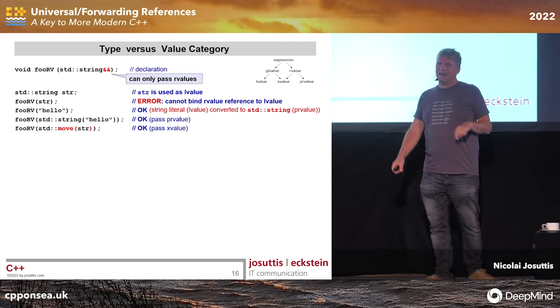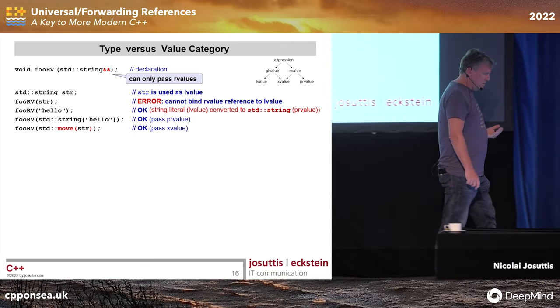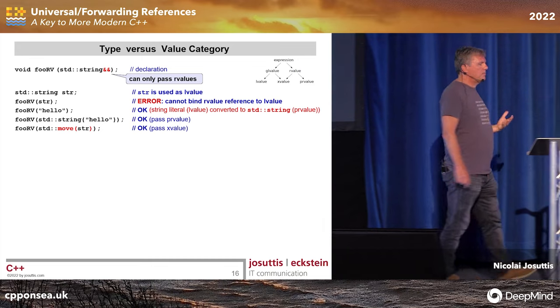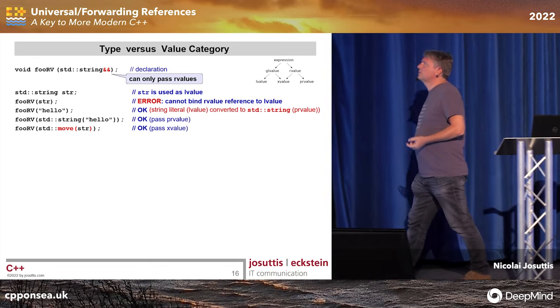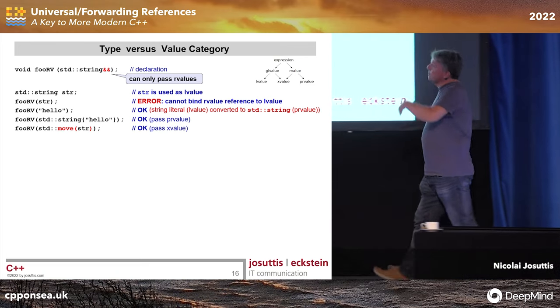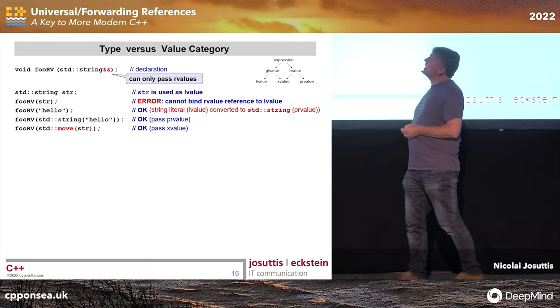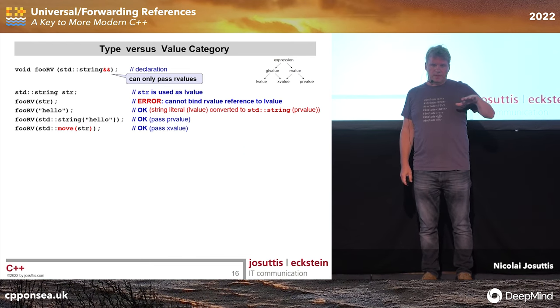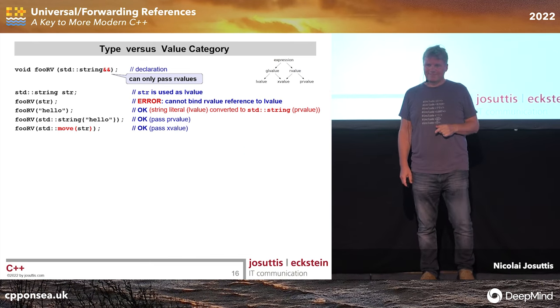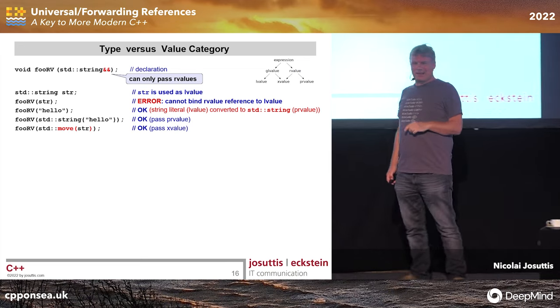If you want to pass the string, which is an L value, you have to mark it with move, which means we convert the string to an X value, which is an R value, and then this is taken by foo RV. That's the first half of the slide. Wait with the photo. The second part is now coming.